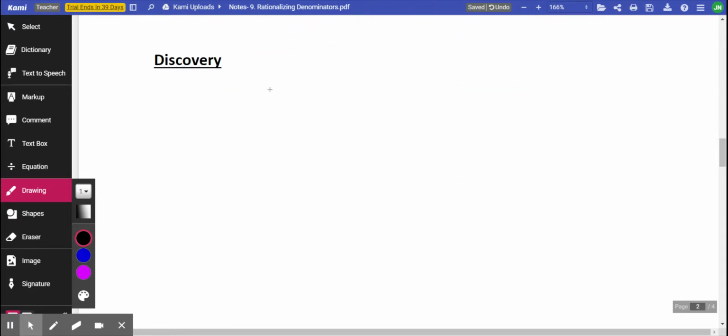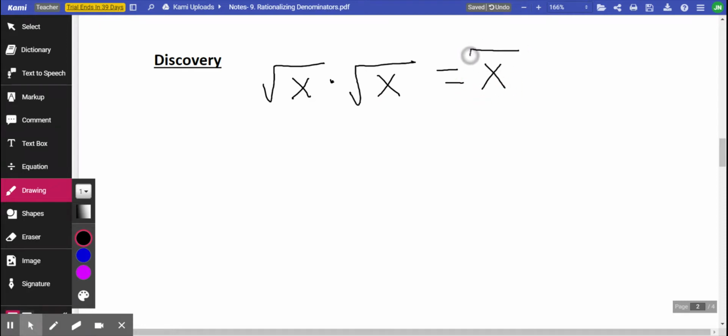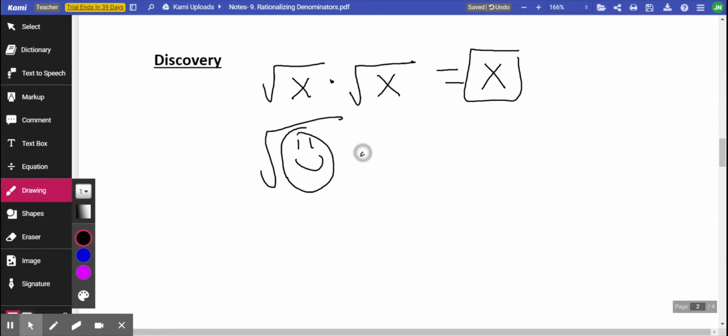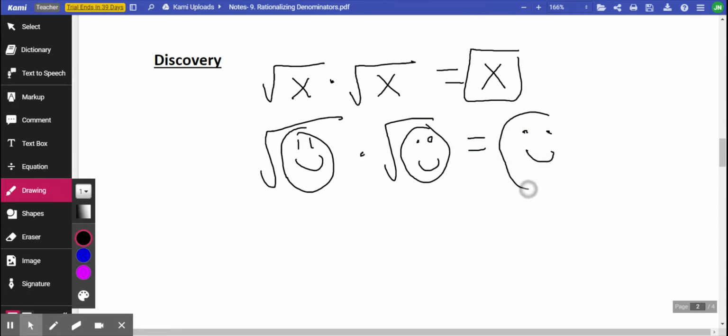What we discover is that if you have the same number under a square root multiplied by the same number under a square root, then you get that number. Basically the square root goes away. Doesn't matter what that number is, right? It can be a happy face. So the square root of the happy face multiplied by the square root of a happy face is equal to just a happy face. The square root is gone.